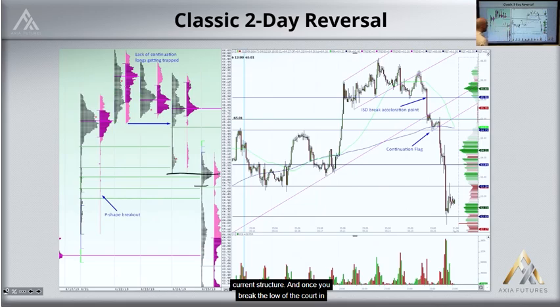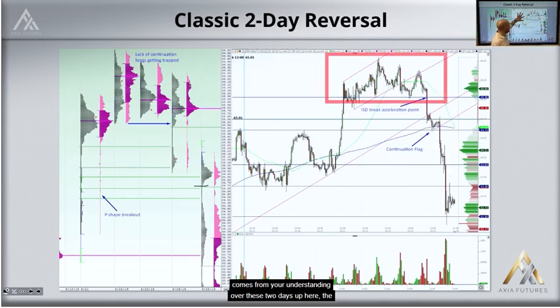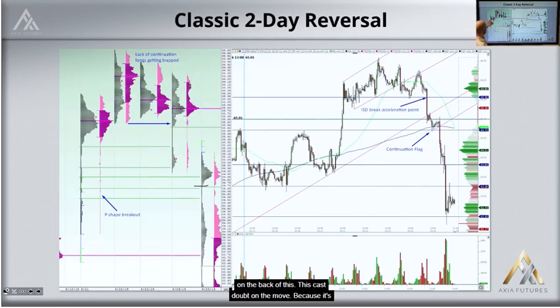And once you break the low of the caught in the hole and the extra little area of support that builds in the overnight session, you then get the next leg down, the next flush, and that comes out of this little flag here. You get a further consolidation and final flush down, giving you a very trend-like day down the following day. But all that comes from your understanding that over these 2 days up here, the positions are getting tired. So the trade itself doesn't develop on the back of this.